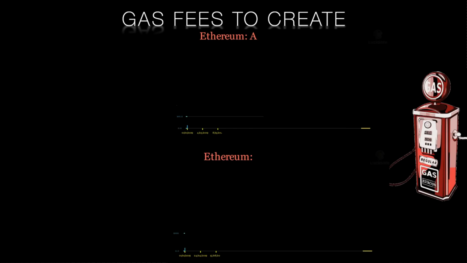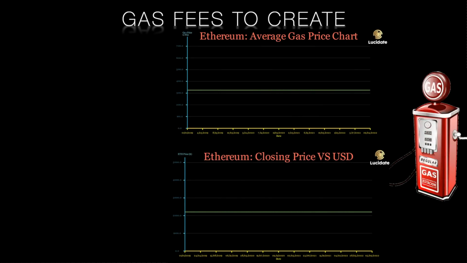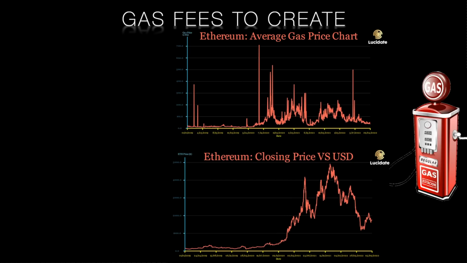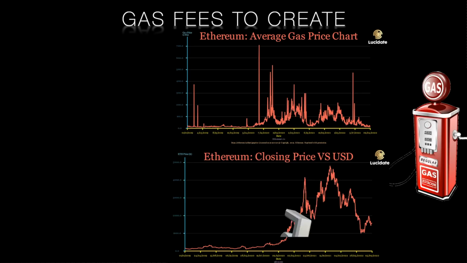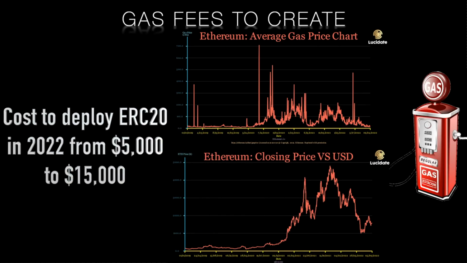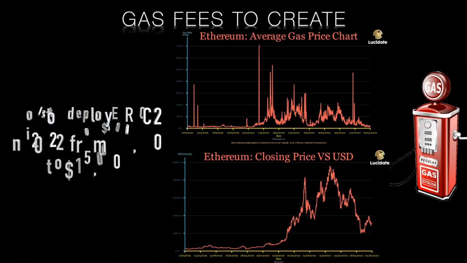It should be noted that due to the popularity of the Ethereum blockchain, which has increased gas costs, and the rise in the value of Ether, Ethereum's currency, the cost to deploy an ERC20 token in 2022 is somewhere between $5,000 and $15,000. Gas costs can vary significantly throughout the day based on supply and demand.